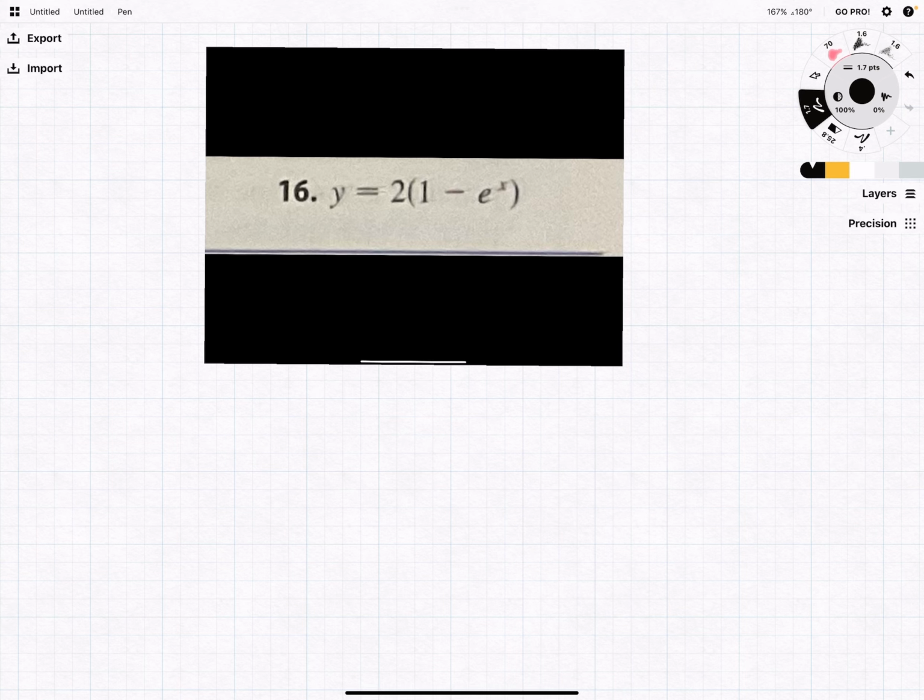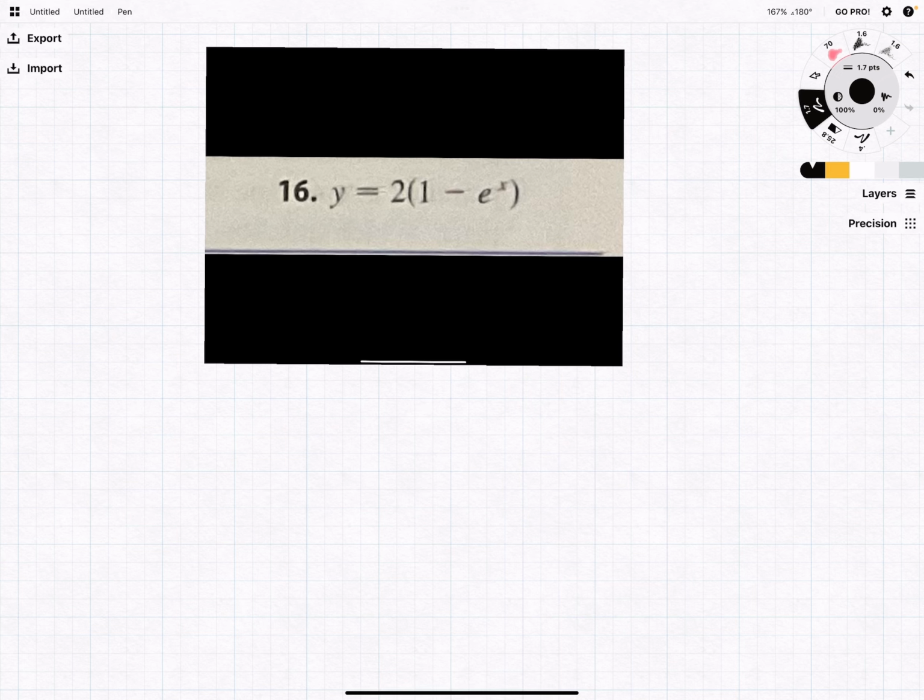For 16, we're supposed to make a rough sketch of the graph. We're not supposed to use a calculator, and we're not exactly supposed to plot several points and then connect all the dots. What they want us to do is take a look at the function and see if we can figure out the general shape of the graph.